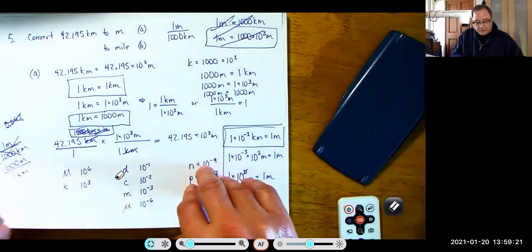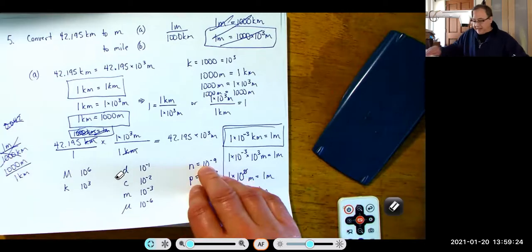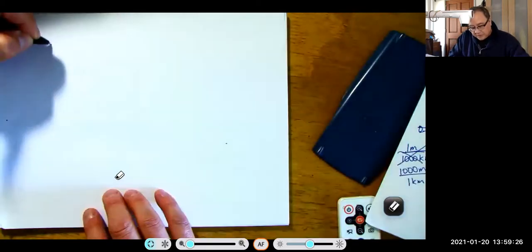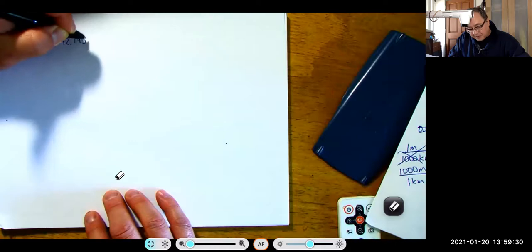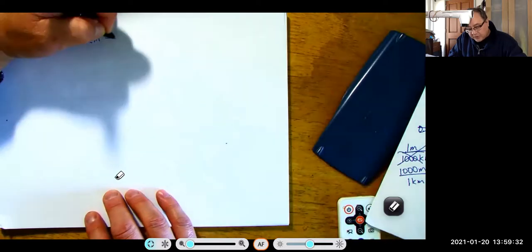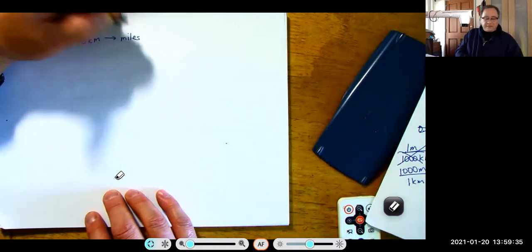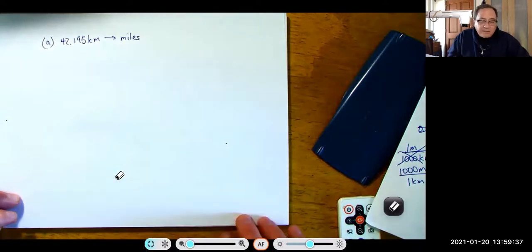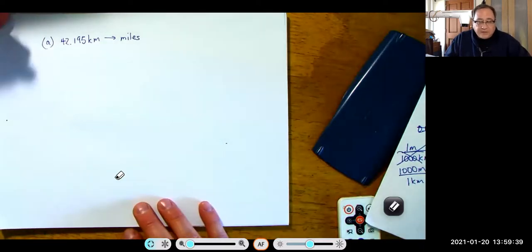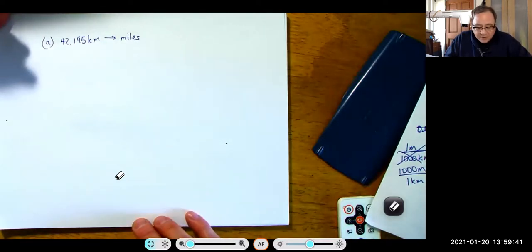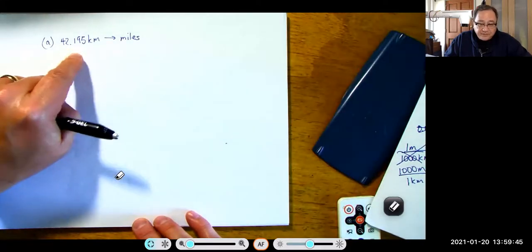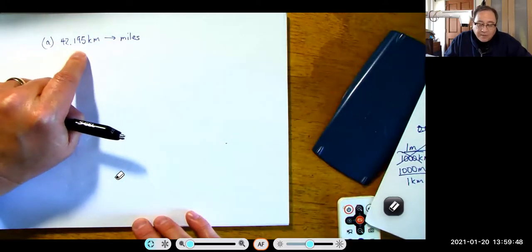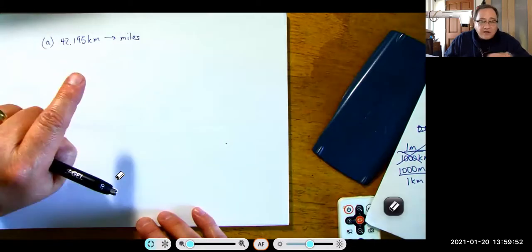All right. So there's the second part to A, which is take this 42.195 kilometers and turn it into miles. Now, I don't happen to know the conversion between kilometers and miles. In addition, I want my conversions to allow me to keep 5 significant figures. So what that means is I want my conversion to be exact if I can and not rounded off.